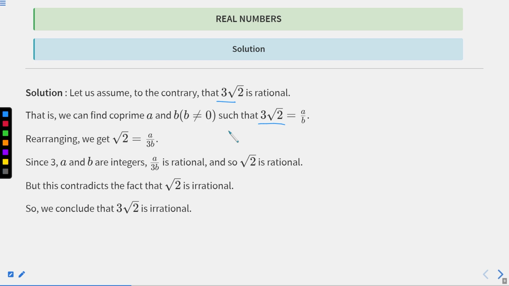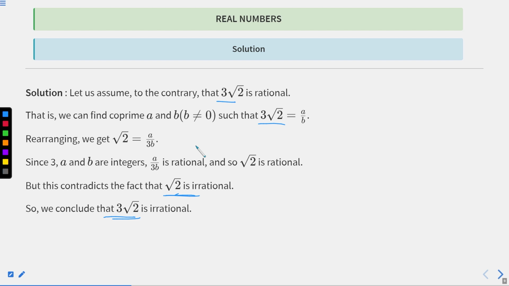But we have proved in our previous lecture that root 2 is an irrational number. So this contradicts the fact that root 2 is irrational. So we conclude that 3 times root 2 is an irrational number.